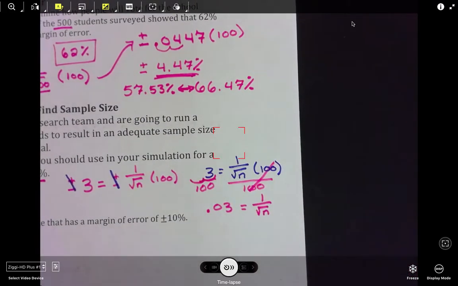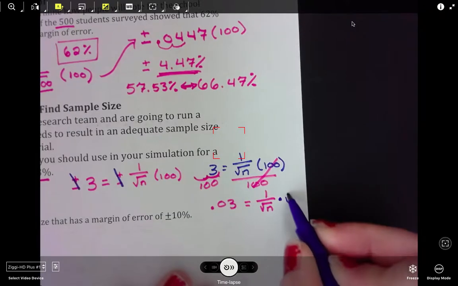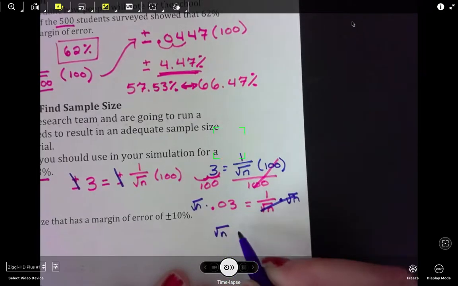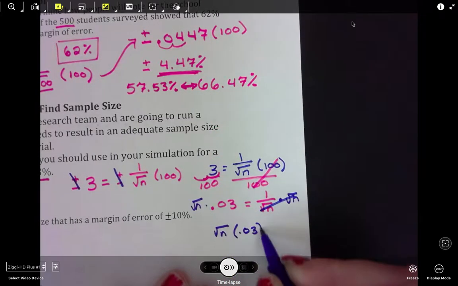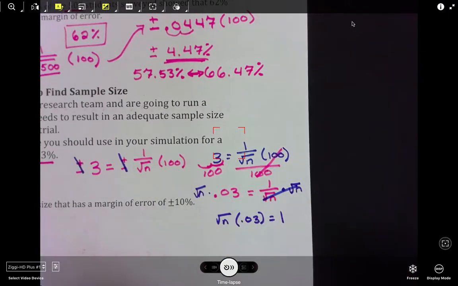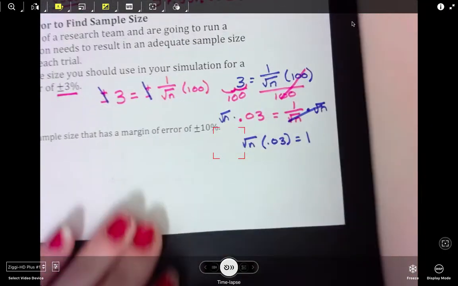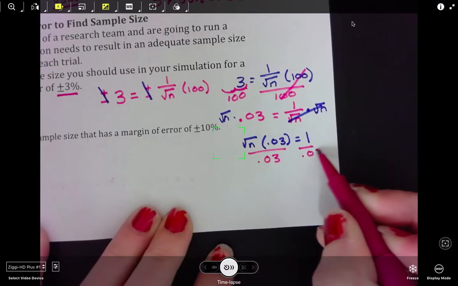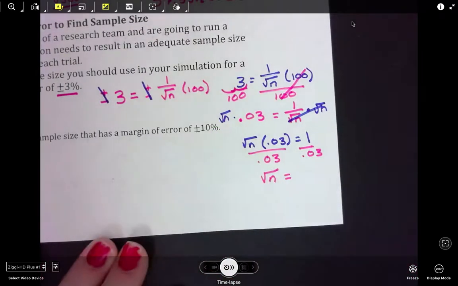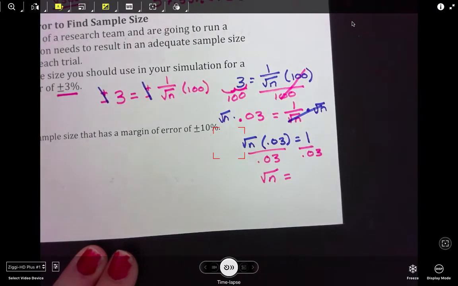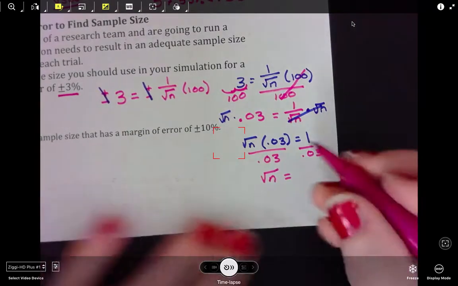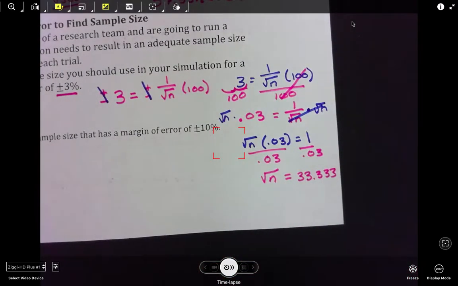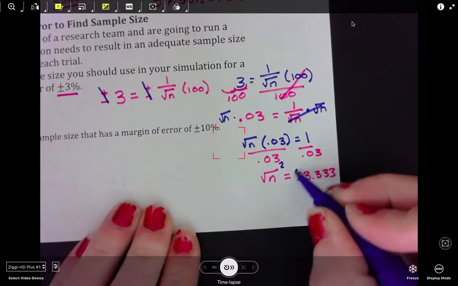Then to get that square root of n out of there, I'm going to multiply both sides by the square root of n. So I have the square root of n times 0.03 is equal to 1. Okay, I'm almost there. I want to get that square root of n by itself, so I'm going to divide by 0.03. The square root of n is equal to 1 divided by 0.03, which is 33.333. And then to get rid of that square root, I square both sides.